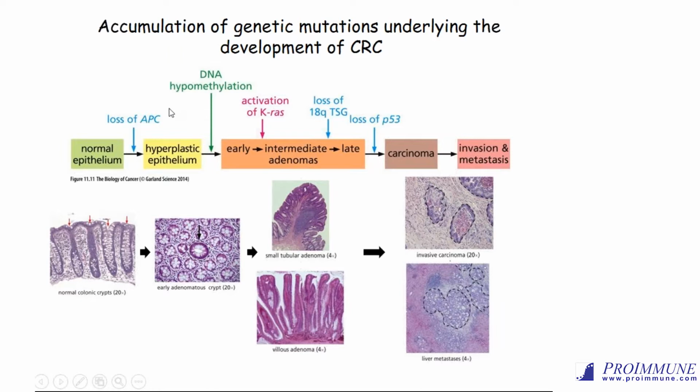However, the mutation of APC and other genes provides a growth benefit to the mutant cells, and these cells will then get stuck and form a cluster of cells. But over time, other mutations will occur, such as mutation of KRAS or loss of P53, which eventually lead to the development of carcinoma and invasive as well as metastatic colorectal cancer.